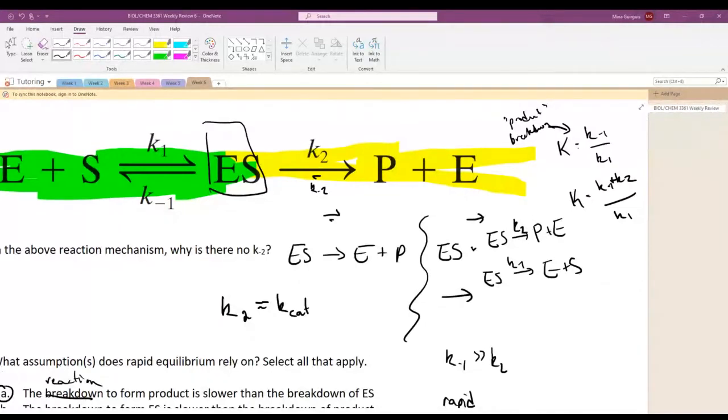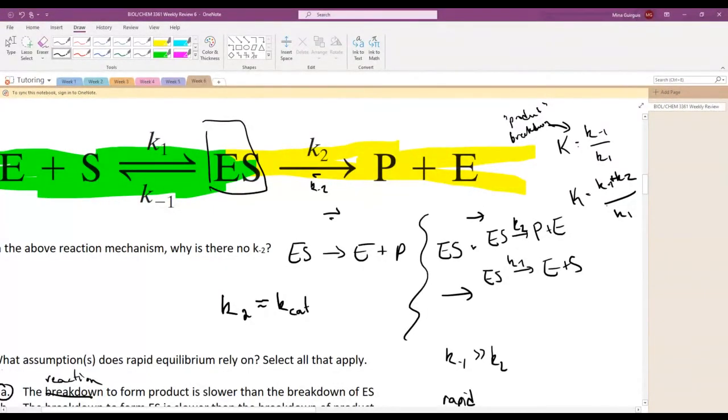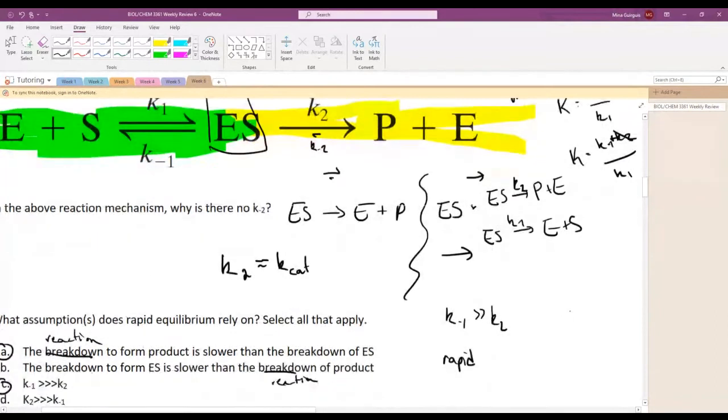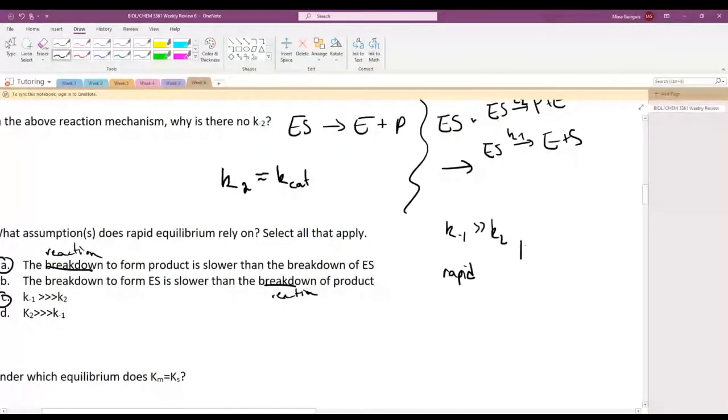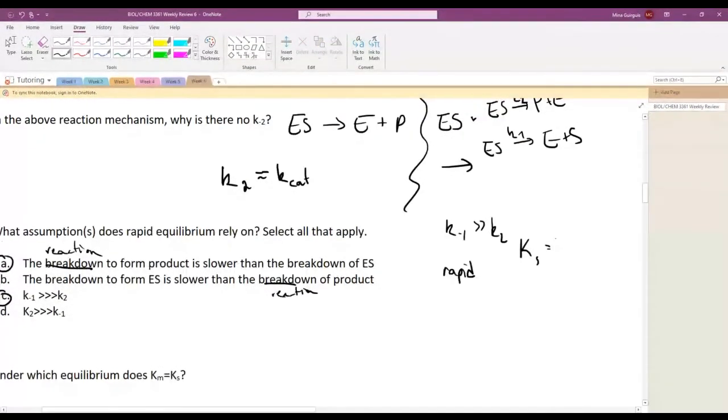And so because K2 is next to negligible relative to K-1, simply because it's orders of magnitude smaller, K-1 is really the only thing we care about. And so for rapid equilibrium, the equilibrium expression that we use is Ks, and Ks is equal to K-1 over K1.